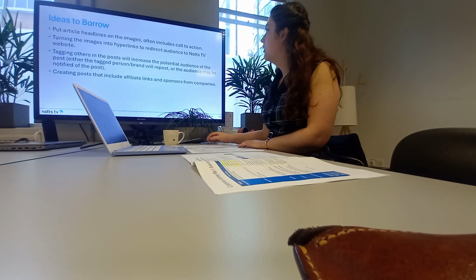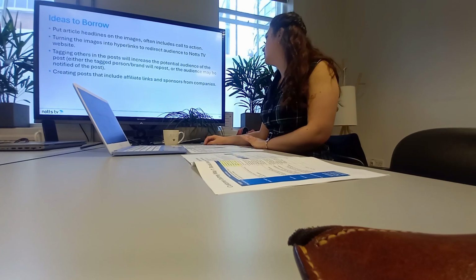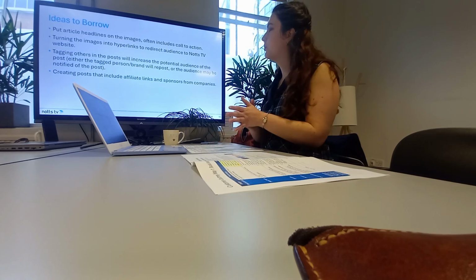So some ideas that we can borrow from your competitors are: put article headlines on the images, often including a call to action; turn the images into hyperlinks to redirect the audience to the Knots TV website; and tag others in the post, which will increase the potential audience of the post, so either tag a person or a brand that will repost.